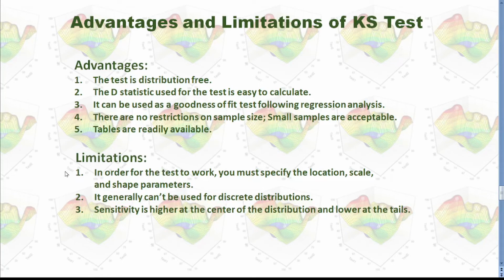Then, what are limitations for KS test? In order for the test to work, you must specify the location, scale, and shape parameters. If you don't have those parameters, you need to calculate or estimate those parameters with your sample data. Secondly, it generally can't be used for discrete distributions.